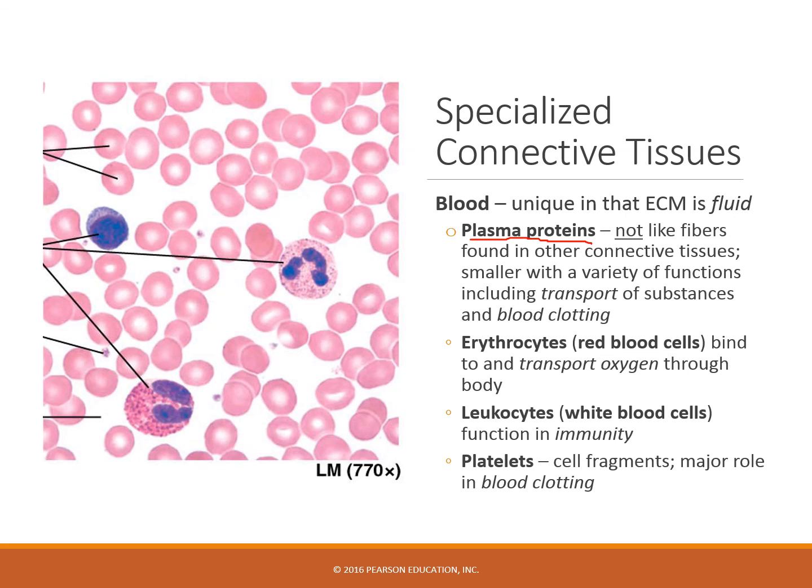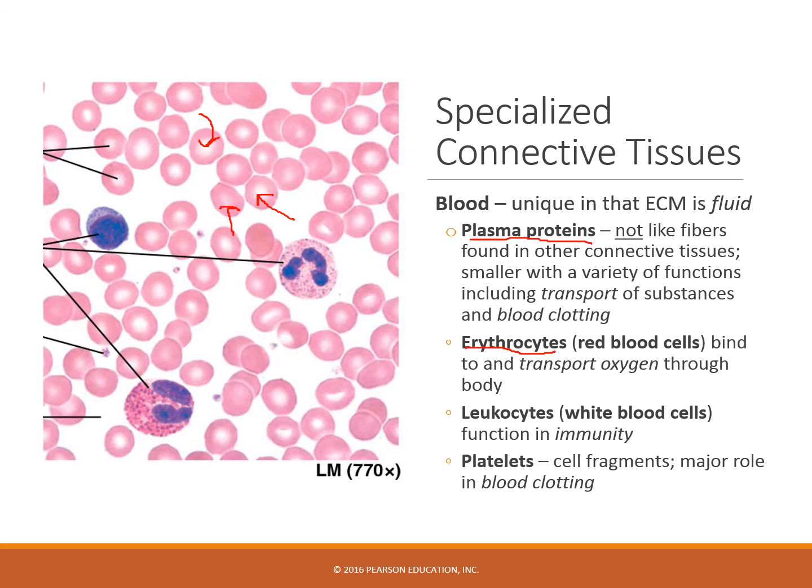There are three types of cellular forms inside of blood plasma. These would be the erythrocytes, or red blood cells. Their main function is to transport oxygen throughout the body, and they are these red donut-looking cells in the figure that you see here.